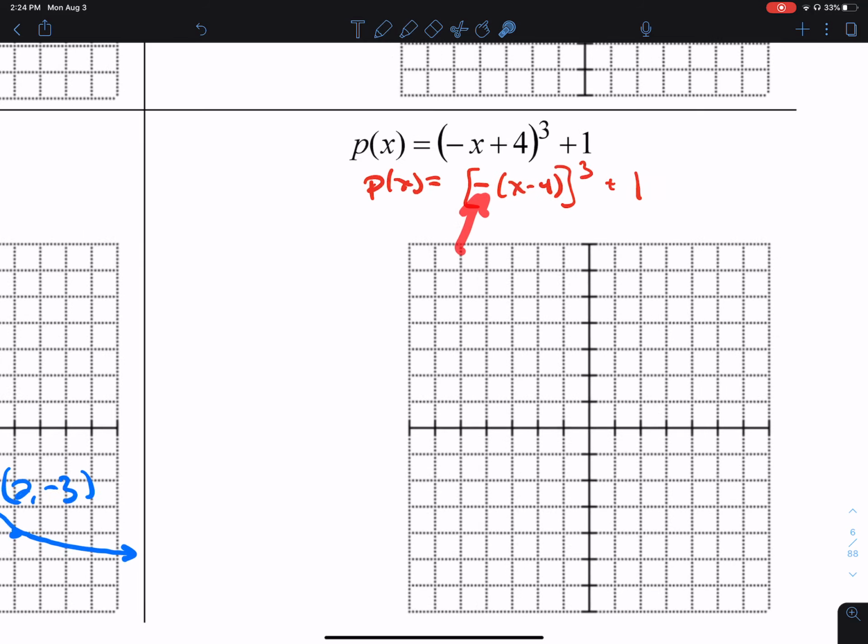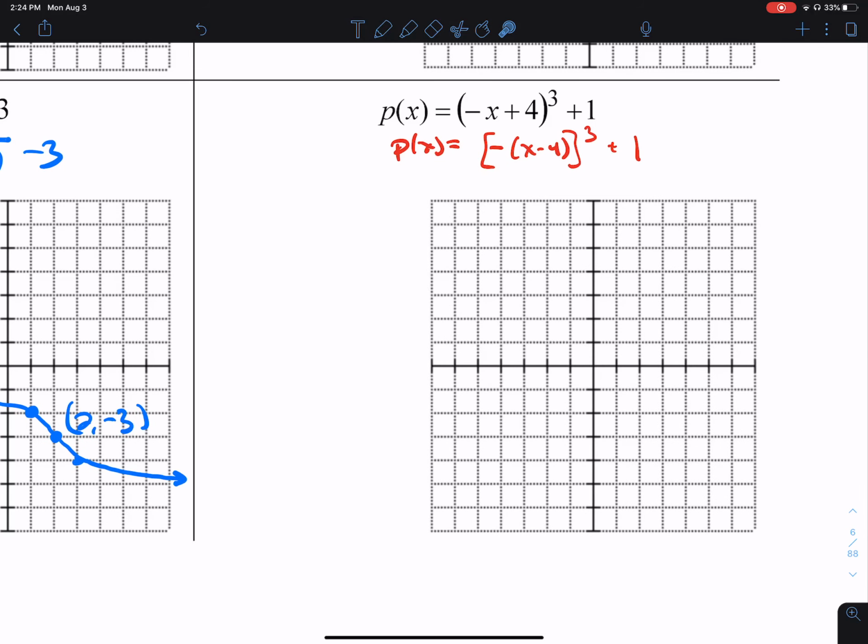This negative is on the inside. It affects it horizontally, horizontal reflection. This subtract 4 is on the inside. That's a horizontal translation of right 4. This plus 1 is on the outside. That's a translate up of 1. So we're going to have a horizontal reflection.